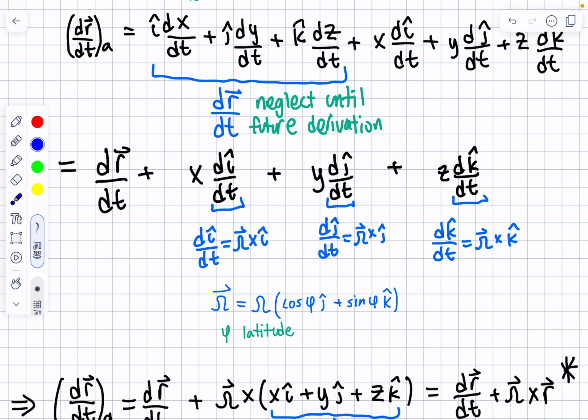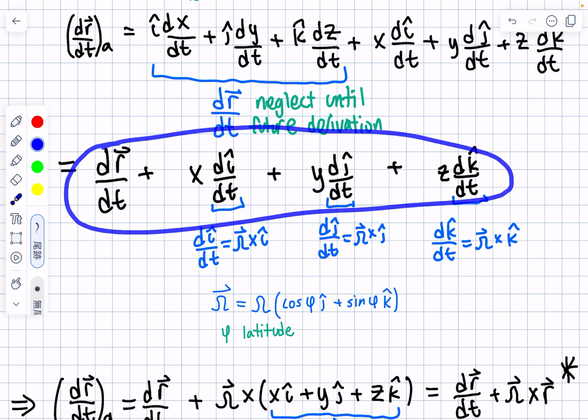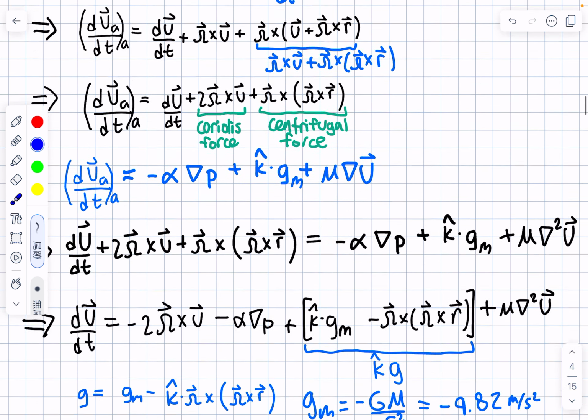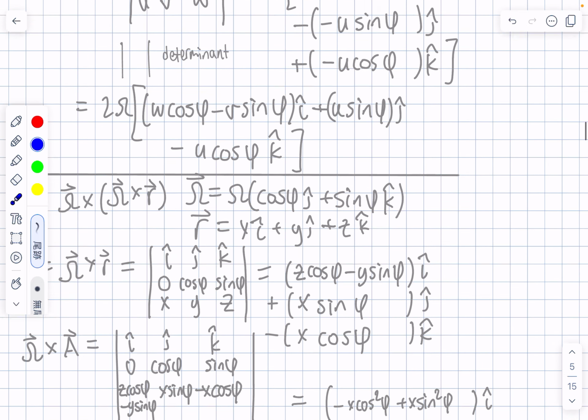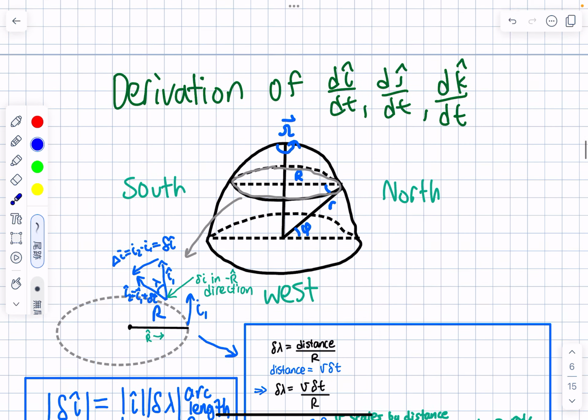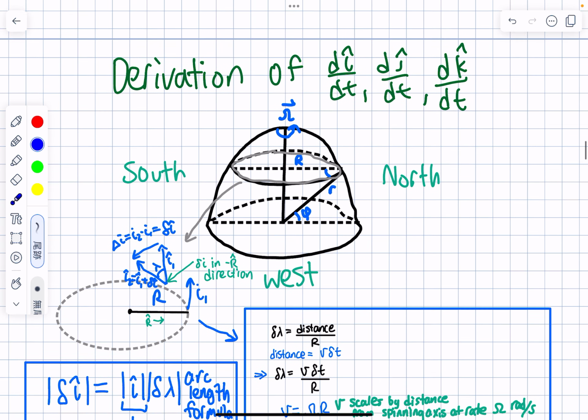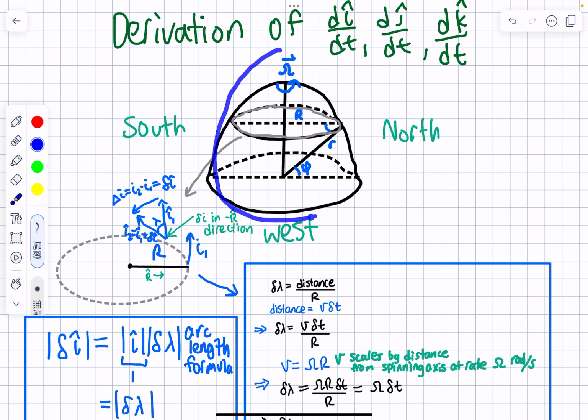In the last video deriving the rotating atmospheric equations, on this line of the derivation, we used the fact that di hat/dt is equal to omega cross i hat, dj hat/dt is equal to omega cross j hat, and dk hat/dt is equal to omega cross k hat. And in this video, we will be deriving those equalities. So to start with di/dt, we can draw the Earth sphere like this.